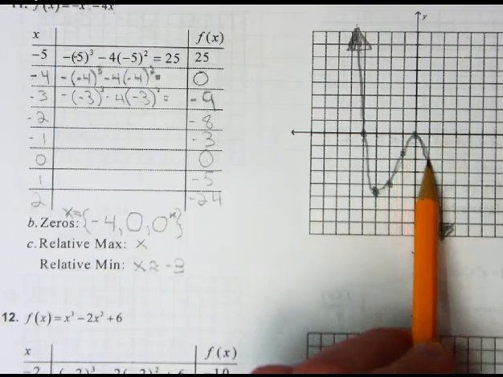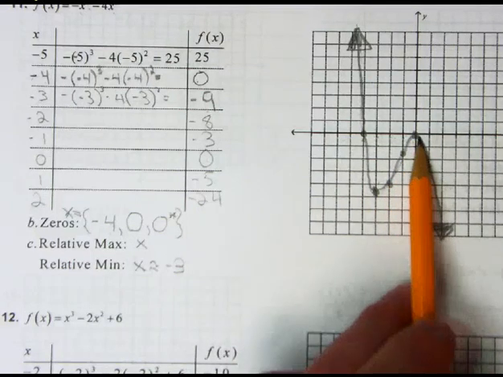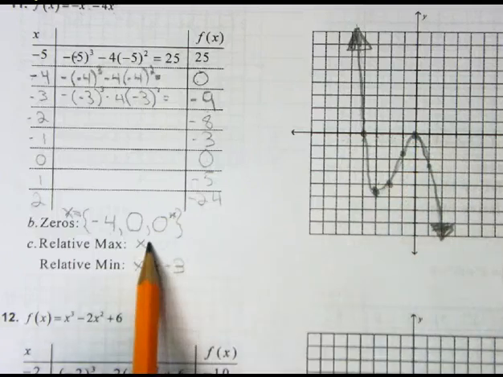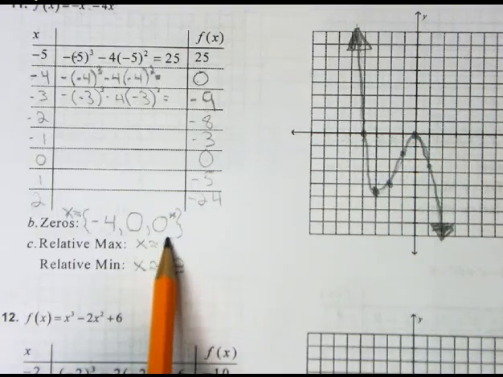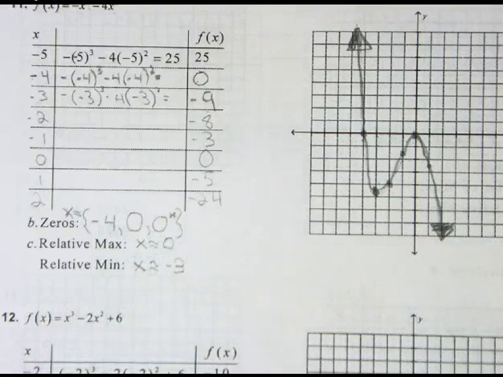And the max, as you can see, it goes up and up and up and up, and then turns around right here at 0. Same place where the root was. So our max is at approximately 0.